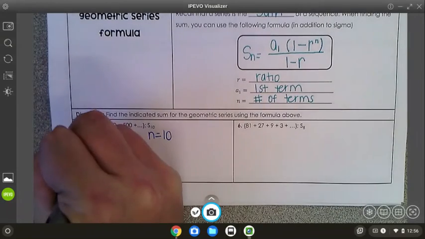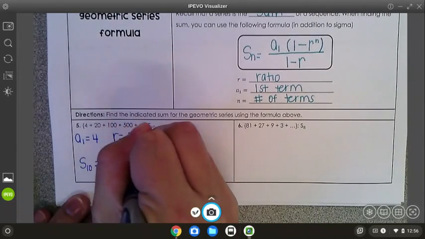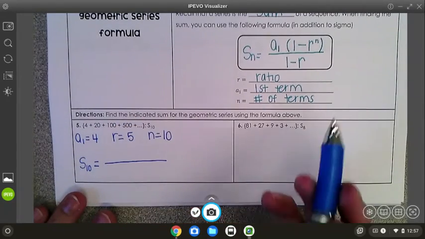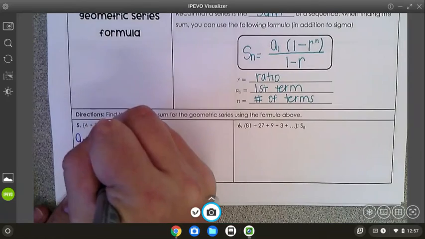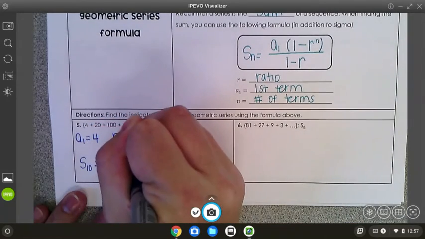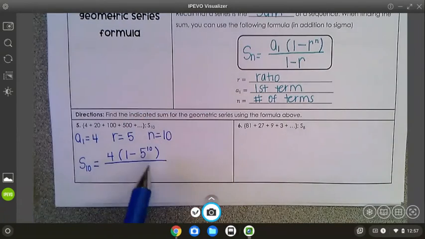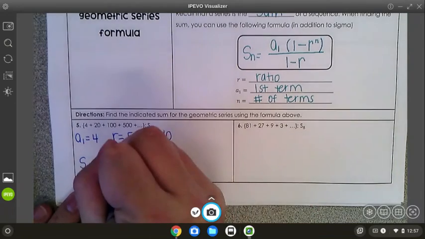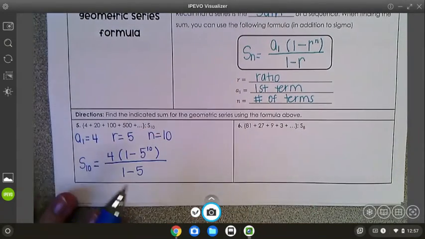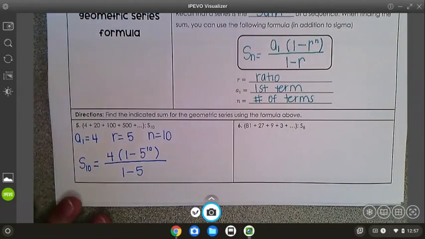So if we're finding S10, it's A1, which is 4, times 1 minus 5 to the 10th power. So it's R to the N, and then it's 1 minus R on the bottom. And we're just going to type that in the calculator.